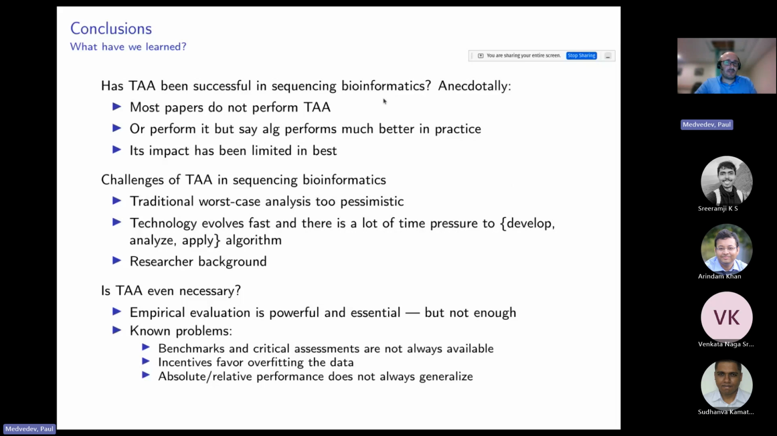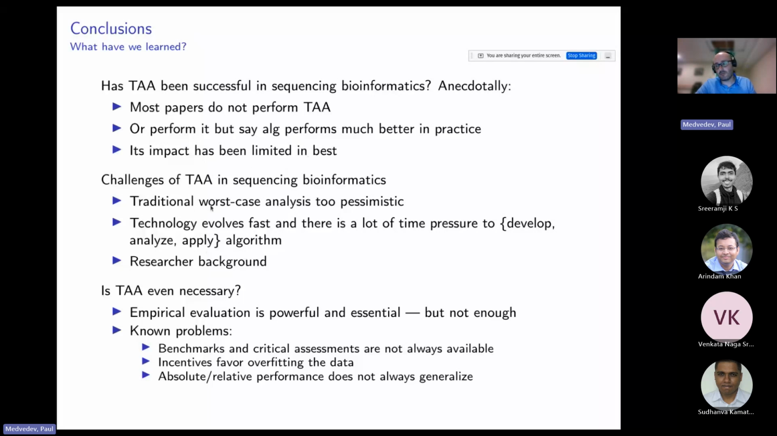Anecdotally, from my experience, most papers do not perform theoretical analysis, or if they do, they'll say, yes, this is n squared time, but in practice, the algorithm works much better. So in that case it's really not capturing why an algorithm performs well. And the impact of theoretical analysis has been limited. There's many reasons for this. So I highlight some here.